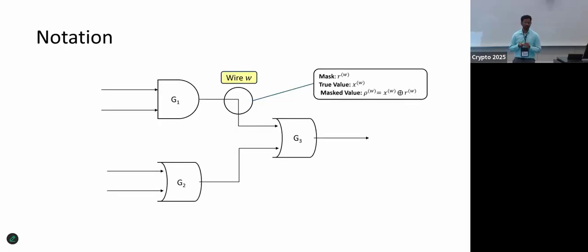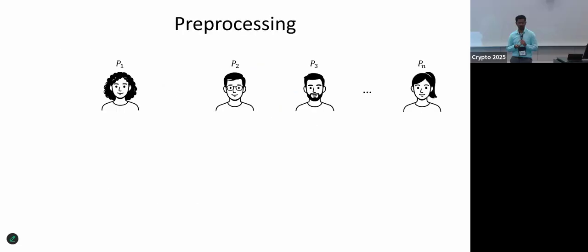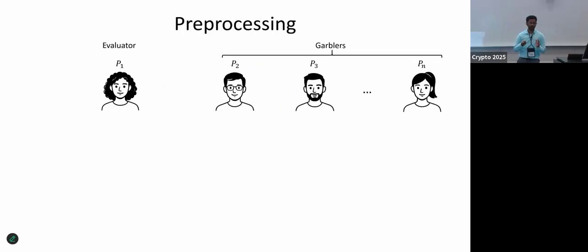So in this talk, I'll be using the following notation: each wire is associated with a random mask RW. XW denotes the true value during execution of that wire, and rho W denotes the masked value. Now, in the WRK protocol, party P1 plays the role of evaluator, and the remaining parties play the role of garblers. And each party has a MAC key delta I, which is used for BDOS secret sharing.